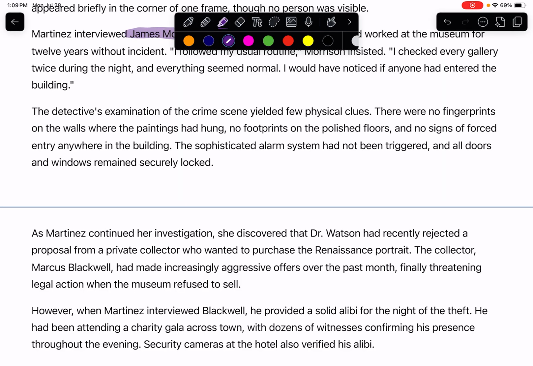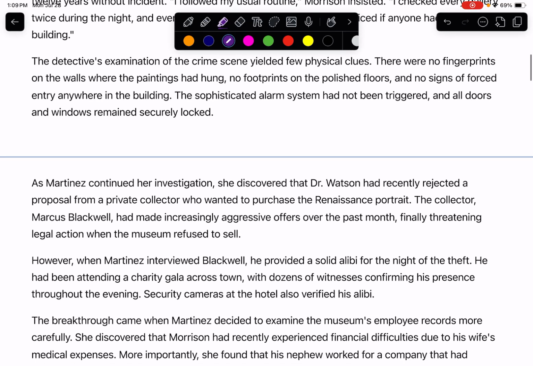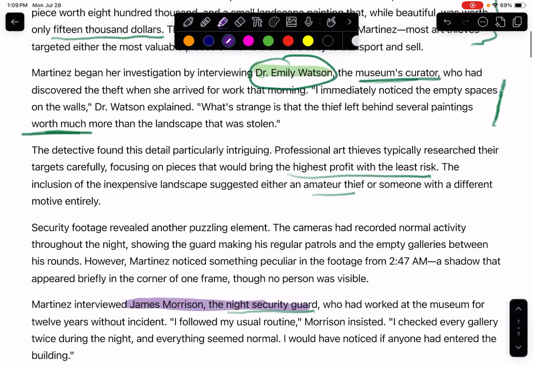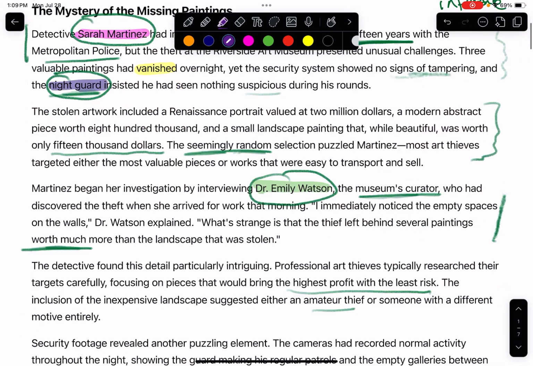No sign of forced entry anywhere in the building. The sophisticated alarm system had not been triggered, and all doors and windows remained securely locked. As Martinez continued her investigation, she discovered that Dr. Watson had recently rejected a proposal from a private collector who wanted to purchase the Renaissance portrait. Okay, so Dr. Watson is the one in charge of the museum.